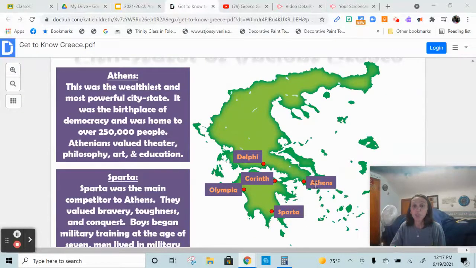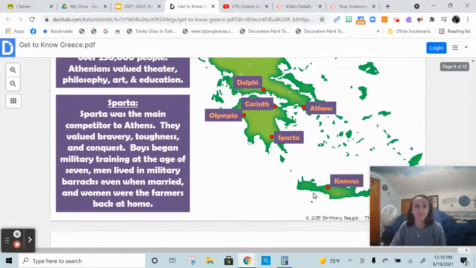Okay, city-states. Athens. This was the wealthiest and most powerful city-state. It was the birthplace of democracy and was home to over 250,000 people. Athenians valued theater, philosophy, art, and education.